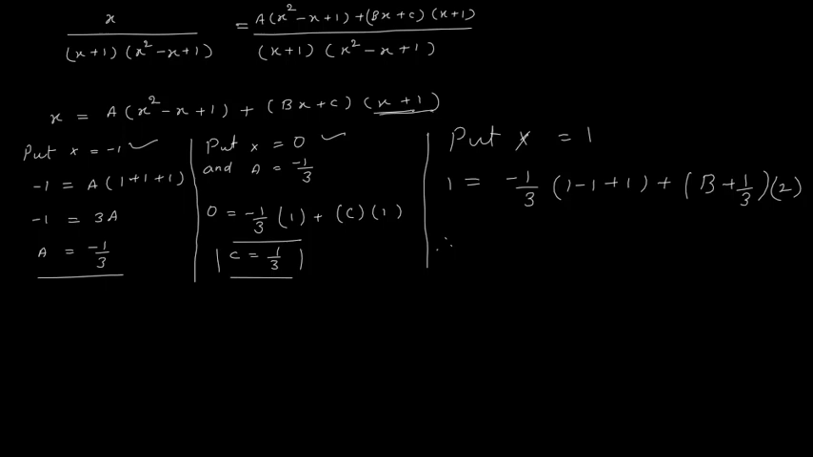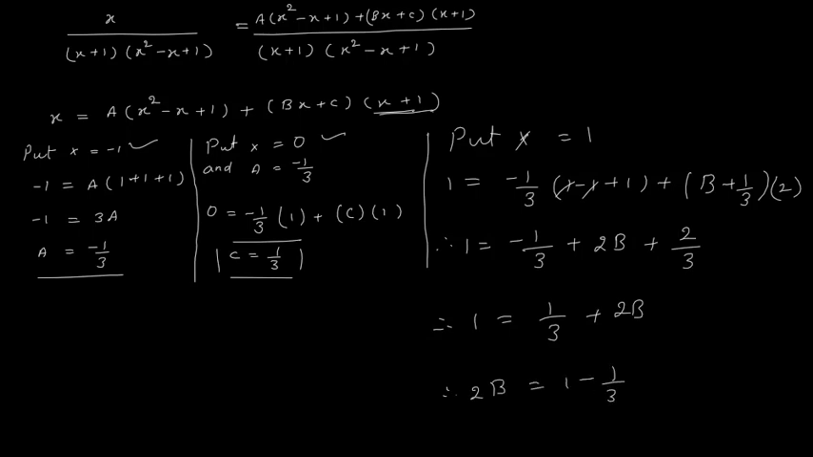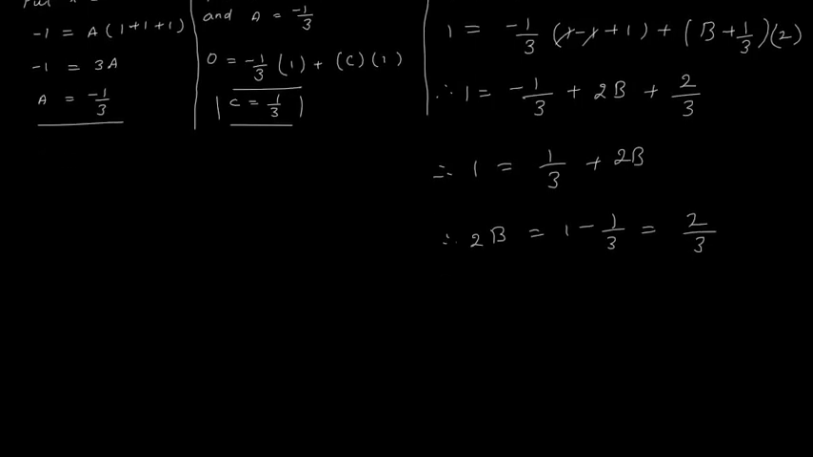So therefore I will say that 1 is equal to, here the 1 cancels, minus 1 upon 3 plus, I open this bracket, so I have 2b plus 2 upon 3. Therefore 1 is equal to 2 upon 3 minus 1 upon 3, which is 1 upon 3, plus 2b. Therefore 2b is equal to 1 minus 1 upon 3, which is 3 minus 1, that is 2 upon 3. So 2b is equal to 2 upon 3, therefore the value of b is equal to 1 upon 3. So the value of b we got is 1 upon 3.